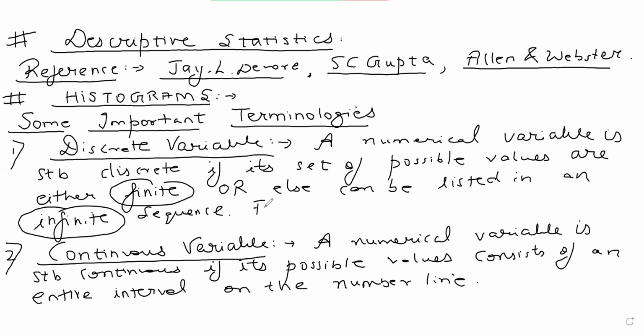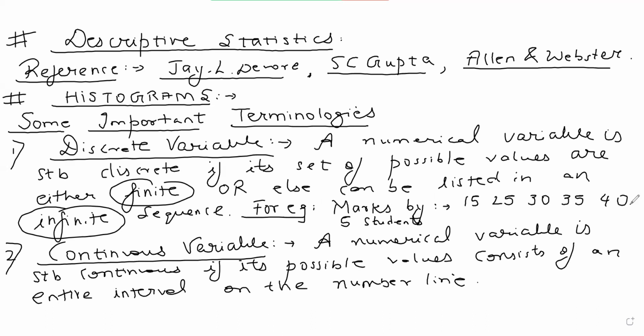For example, I can give one example for discrete. Let's say marks by 5 students: 15, 25, 30, 35, 40. Now this is a discrete variable. Why? Because you can clearly see that it's finite. You just have 5 values.